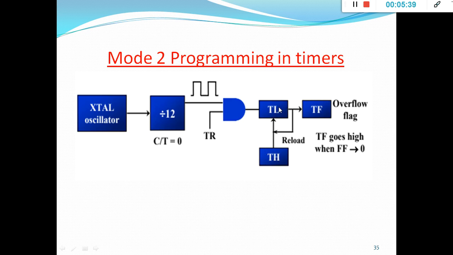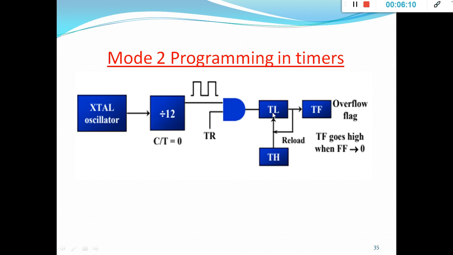So when you start the timer, TL will start counting, incrementing from 00 to FF. Once it reaches the limit FF, then the TF flag will be 1. Once it rolls over from FF to 00, the TF flag becomes 1. Once it becomes 1, whatever value is present in the TH register is going to be copied into the TL register.